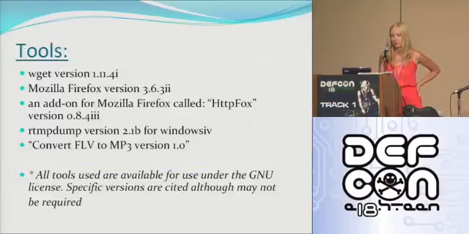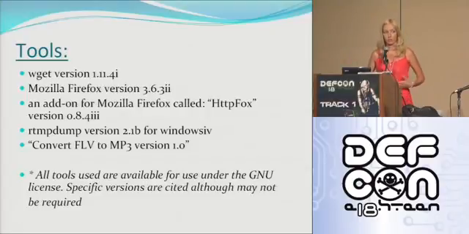All right, so the tools that I use for this are all GNU tools: wget, Firefox, an add-on for Firefox called HTTP Fox, which is awesome, RTMPdump, and this converter that I've used. There are other converters, but this one's called FLV to MP3. Now, there are DMCA notices right now on RTMPdump, and when I originally wrote the white paper for this, there was a website where you could download the FLV to MP3 converter. The website is gone. So I just suspect that there's a DMCA takedown on that as well. But you guys are hackers. I'm sure you can find the tools.